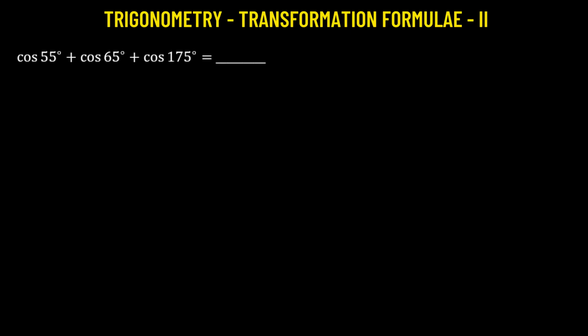Let's find out the value of the following trigonometric expression. So here we have three cosine functions added to each other. What we can do is use the transformation formula to add any two first. So let's say we have the sum of two cosine functions. It transforms as a product of two cosine functions in the given format.